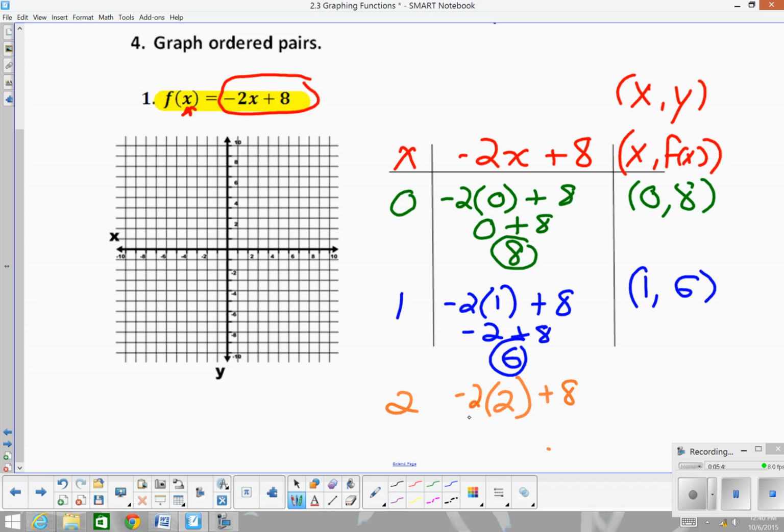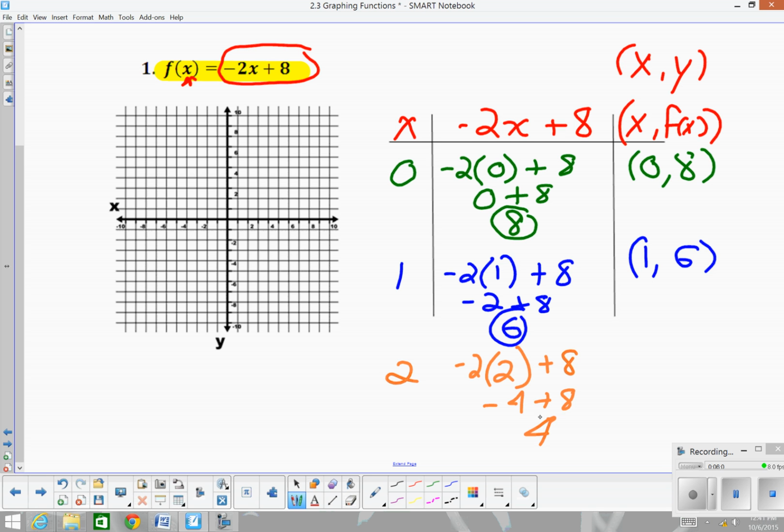So that's simply going to evaluate. Negative 2 times 2 is negative 4. Bring down what I use, plus 8. Negative 4 plus 8 is simply 4. So lastly, my input is 2, my output is a 4, so my ordered pair is going to be simply 2, comma, 4. Now, I have 1 ordered pair, 2 ordered pairs, 3 ordered pairs.